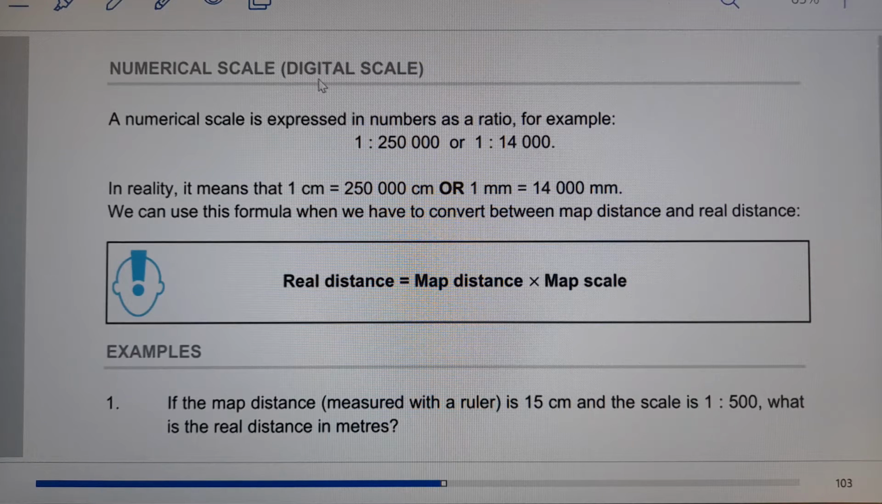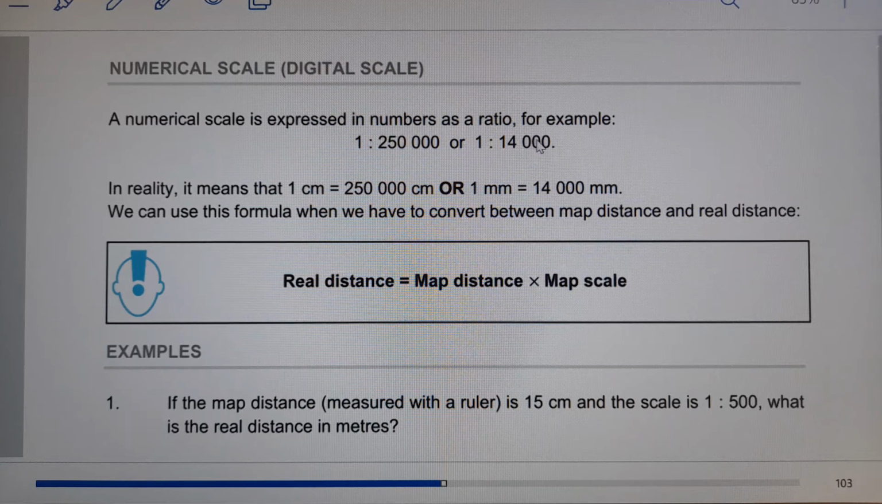Numerical scale sometimes is called the digital scale. A numerical scale is expressed in numbers as a ratio. For example, 1 is to 250,000 or 1 is to 14,000. You will always get it in simplest form. If not, you can make the ratio in simplest form, right? Simplest form means you will always have 1, okay? And now the map scale is 250,000. The map scale is 14,000.